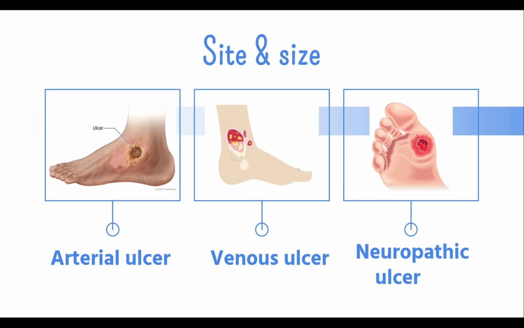When we look for the site and size, arterial ulcers are more commonly in the areas that are more prone to decreased blood supply. Venous ulcers are more common in the gaiter area, in the medial malleolar region, and neuropathic ulcers are more common in the sole of the foot.